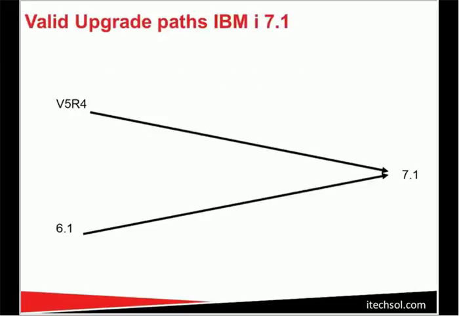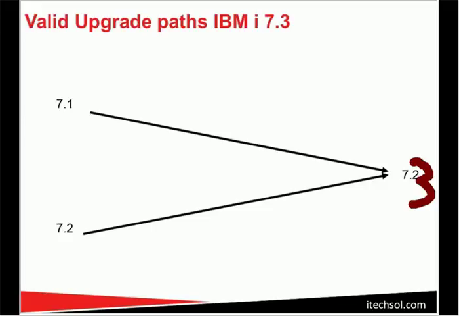Now, some valid upgrade paths. If we're going to 7.1, we've got to be at 5.4 or 6.1. That's it. If we're going to 7.2, we need to be at 6.1 or 7.1. And if we're going to 7.3, we need to be at 7.1 or 7.2. I can't go from 6.1 to 7.3.